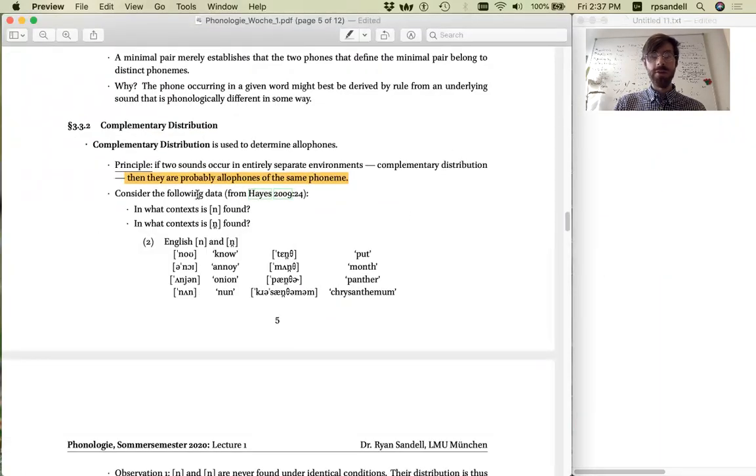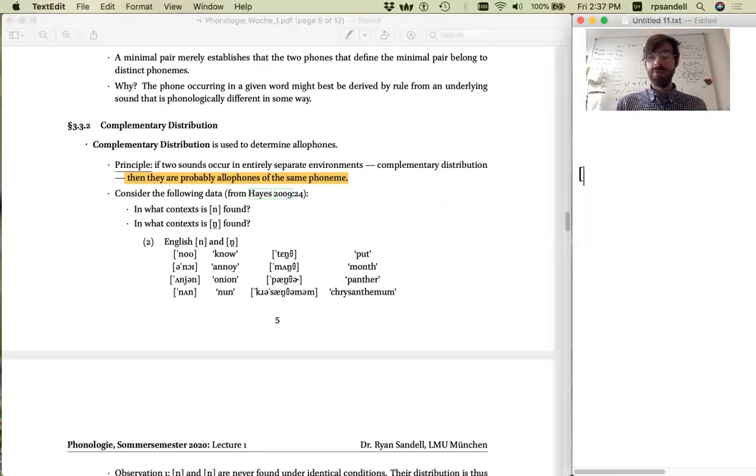So let's look at a little bit of data from the Hayes textbook, which looks at two different varieties of coronal nasal, an alveolar coronal nasal and a dental coronal nasal. So this is a fine point of transcription with the International Phonetic Alphabet.